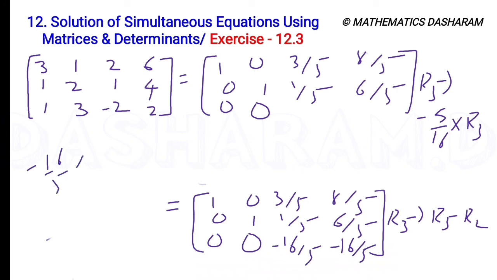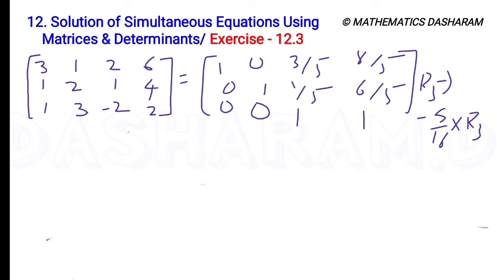So minus 16 by 5 into minus 5 by 16. Minus into minus is plus. So 16, 16, 5, 5 cancel. So it is equal to 1. And again minus 16 by 5, so its answer is 1. So now we need 0 at this place. So 0, 1, 1 by 5, 6 by 5. So last two rows write as they are. Next 0, 0, 1, 1.